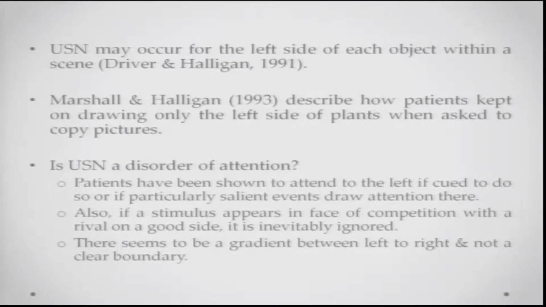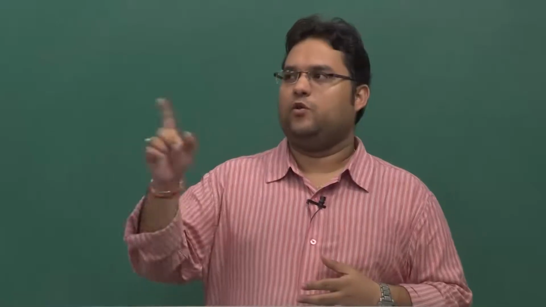Now, USN may occur for the left side of each object within a scene. So, if you are a patient of USN looking at a particular painting, you might not be able to see anything on the right side of the painting. Or say, for example, if you are having right hemisphere damage, you will not be able to see anything on the left side of the painting.